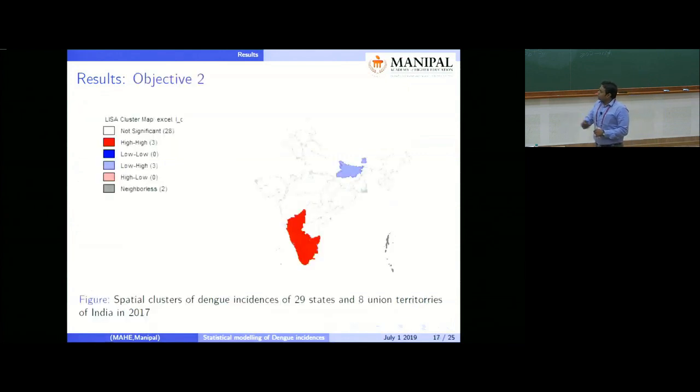So for the second objective, this is the result of LISA. LISA is showing that the South Indian states, namely Karnataka, Kerala and Tamil Nadu, are the hotspots. All of these are not significant, whereas Bihar, Sikkim and somewhere here, you can't see, I think you need to zoom, and Pondicherry or Puducherry, these are the spatial outliers. LISA did not find any low values or cold spots.